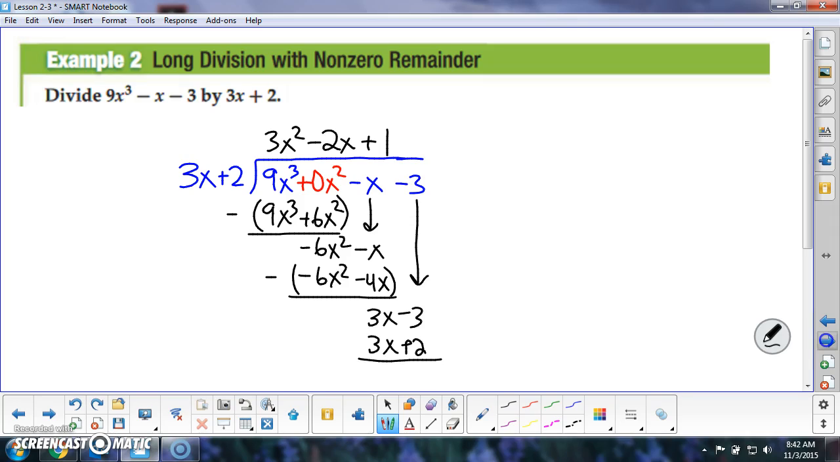Now another thing that's different on these problems is you won't end up with 0 at the end. You could, but a lot of times you probably won't. So this ends up giving us negative 5. And so what we do is we go plus, you put the remainder over the divisor, 3x plus 2. So this is the answer we get when we divide those two polynomials.